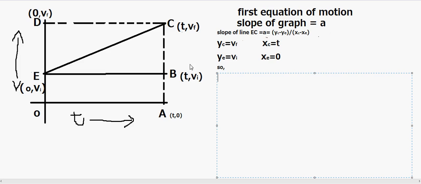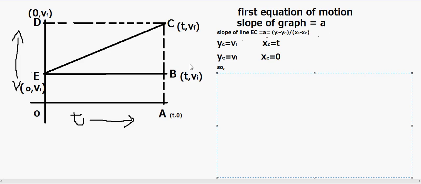Basically this Vi is the initial velocity with which the body will start its motion. After a certain time it would change its velocity and reach some velocity Vf. So first we have to derive the first equation of motion. For this we must know that the slope of the graph will give acceleration. Now we have to choose the area in which acceleration is actually produced. So considering the line ED, no acceleration is produced, but if you see the line EC, acceleration is produced because velocity is being changed.